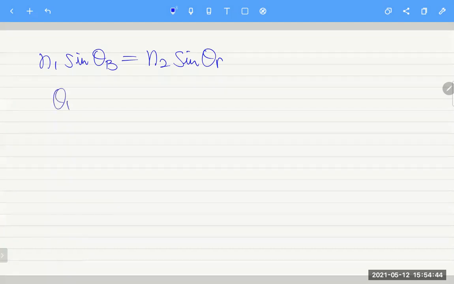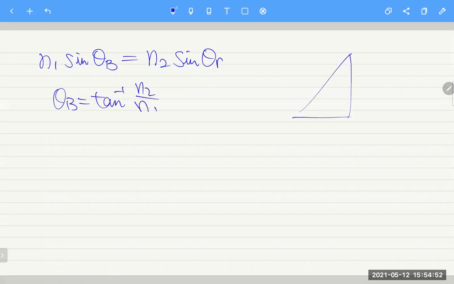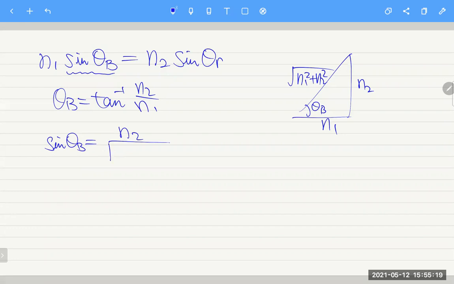And here, theta B equals arctangent N2 over N1, which means that if we draw a right angle triangle here, and then this is theta B, this is N2, this is N1. So this is the square root of N1 squared plus N2 squared. So if we take sine of theta B, sine of theta B will be N2 over the square root of N1 squared plus N2 squared.